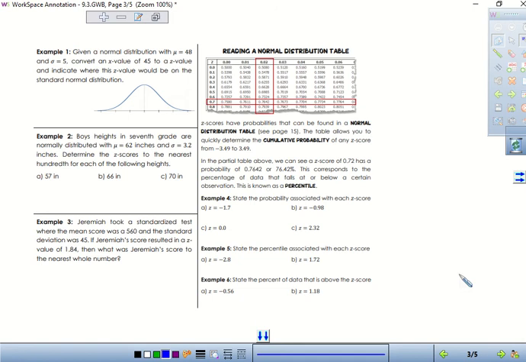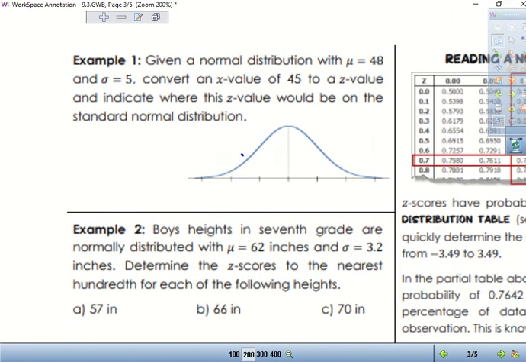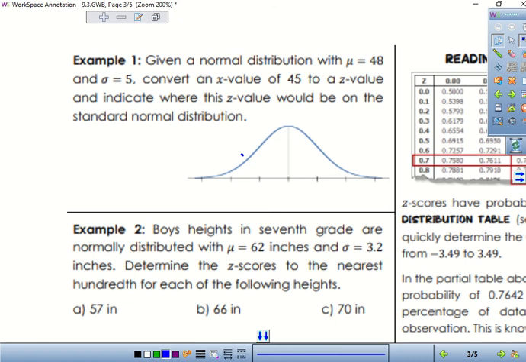So, given a normal distribution with a mean of 48 and a standard deviation of 5, convert an x value of 40 to a z value and indicate where the z value would be on the standard normal distribution. So I'm going to zoom in here so we can get a better look at this. The first thing we're going to use is that formula that we just talked about on the previous slide. That's what I'm using here, just to give you an idea.